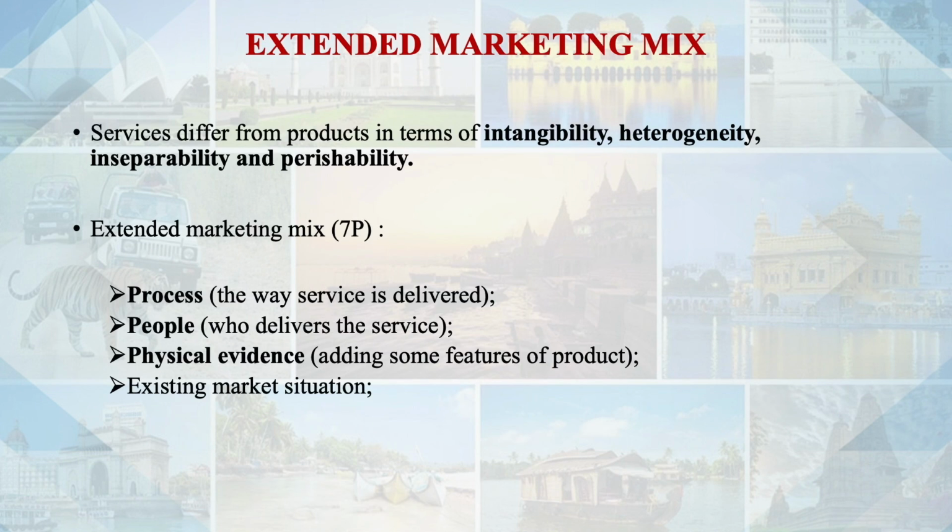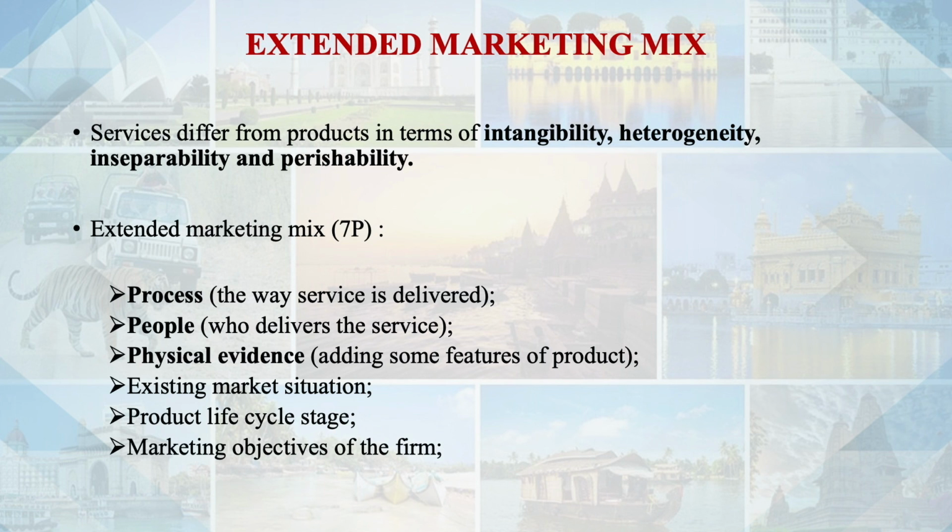So we have seen that there are various elements of the marketing mix. Now the marketing mix depends on some factors. One is the market situation, means how the market is performing. Then there is the product life cycle stage. Every product goes through various stages: introduction, growth, maturity and decline. So at each stage the marketing mix needs to differ. Then the marketing objectives of the firm also decide the marketing mix. And then the target market also defines the marketing mix.